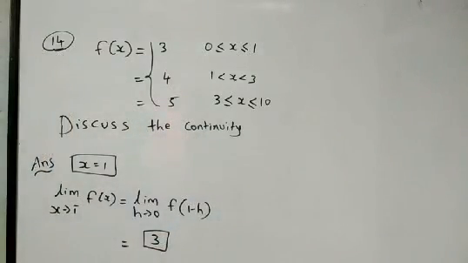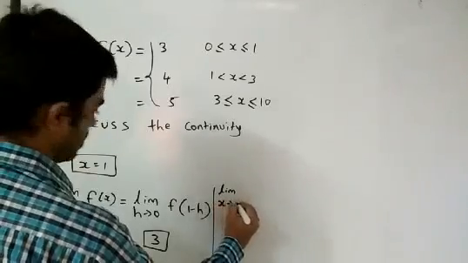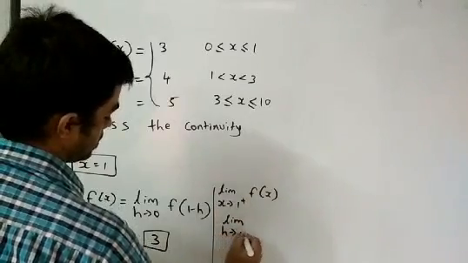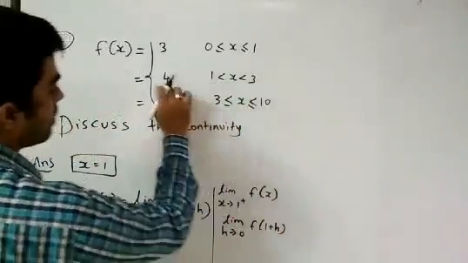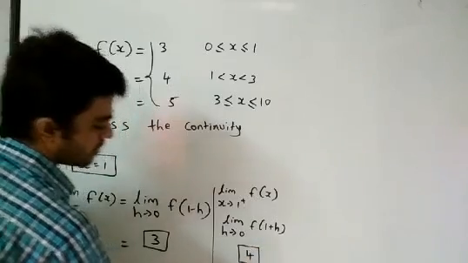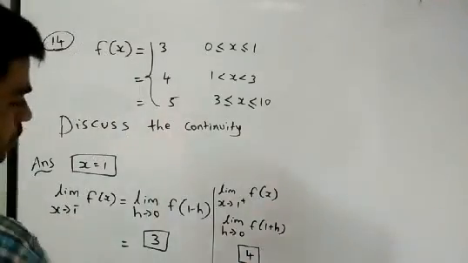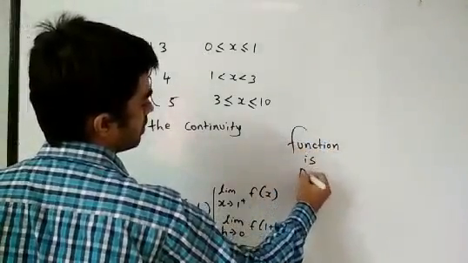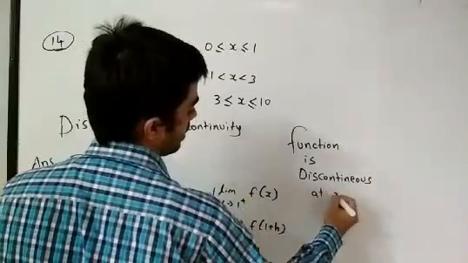If you will keep h as 0 or not, you will get 3 only. Same way check for right hand limit, limit h tends to 0, f of 1 plus h. 1 plus मतलब 1 से greater, 4 आएगा, 4 का 4 ही रहेगा, constant. Now no need to check ahead. ये एक बार 3 है ना, one time it is 3, one time it is 4, therefore function is discontinuous at x equal to 1.